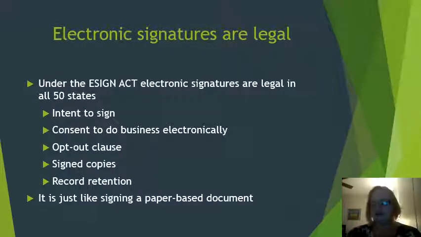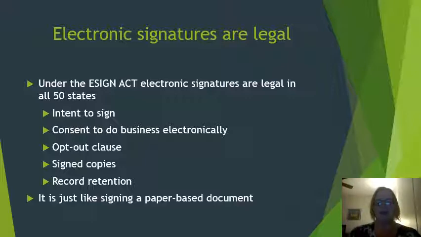Currently, under the Electronic Signatures in Global and National Commerce Act, the eSign Act, which is legal in all 50 states, 5 areas have to be maintained in order for an electronic signature to be legal. The intent to sign.